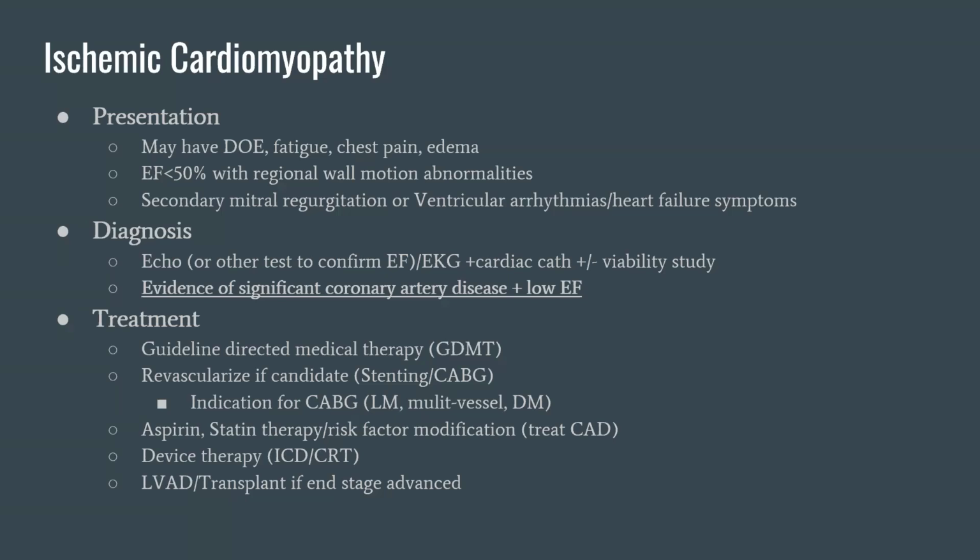Secondary mitral regurgitation or ventricular arrhythmias or heart failure symptoms. And just to remind you guys, secondary mitral regurgitation happens because the LV dilates, which pulls the mitral annulus apart, and that can cause some leakage. We diagnose this with echo, or it could be any other test to confirm EF. We're going to get an EKG. We're going to get a cardiac cath, plus or minus a viability study.